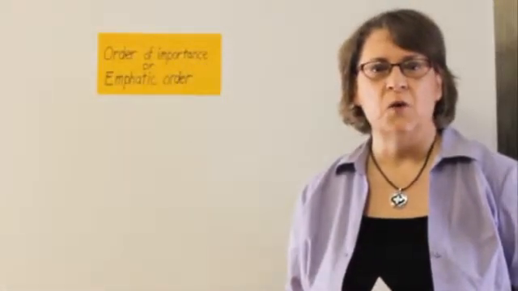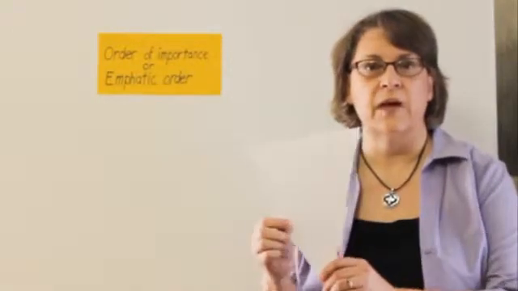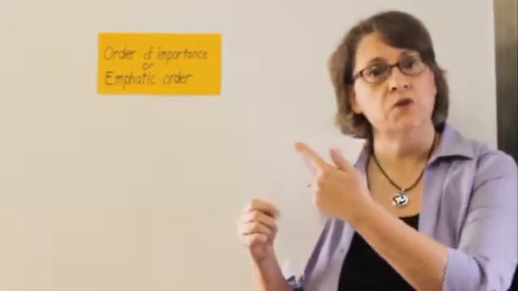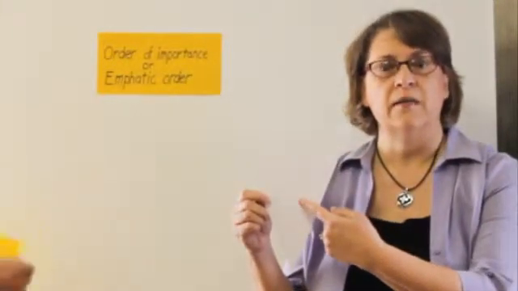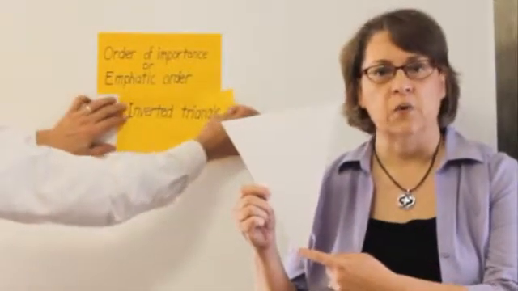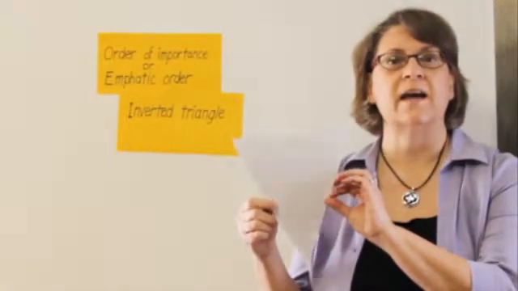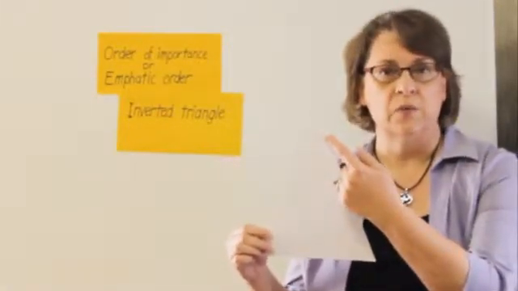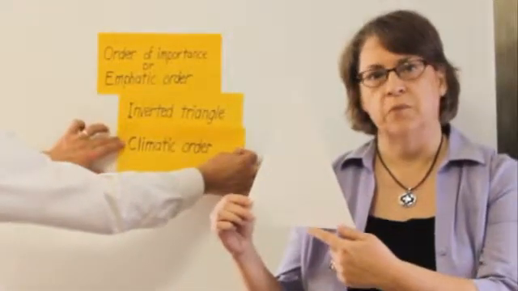The first in the order of importance is the inverted triangle. I'm sure you're familiar with that with newspaper writing. You begin with the most important point, you move on to the next important point, the next one, and the next one, and finally you get to the least important point. The climactic order is the exact opposite of that, in which you begin with your least important point and you move through and you get to your most important point.